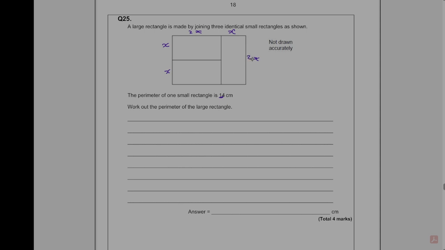2x. So I'm just summing up. 2, 4 plus 6, I've got 10x. So the perimeter of the larger shape is going to be equal to 10x. Let me just double check that. 2, 3, 4, 5, 6, 7, 8, 9, 10. Yeah. And I know that the perimeter of one of the smaller ones, which would be 1, 2, 3, 4, 5, 6, so 6x is equal to 14.